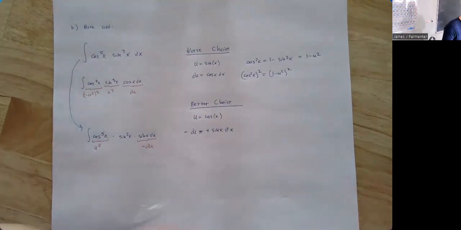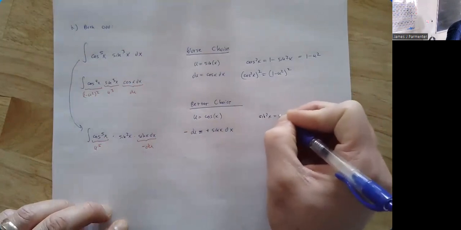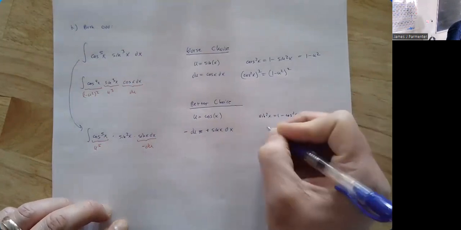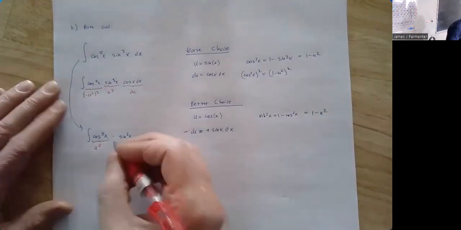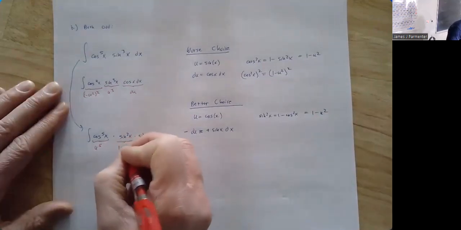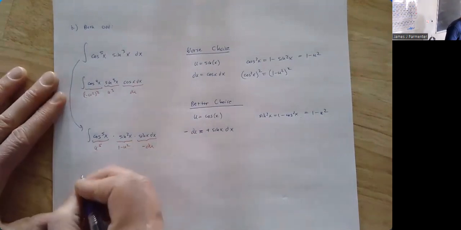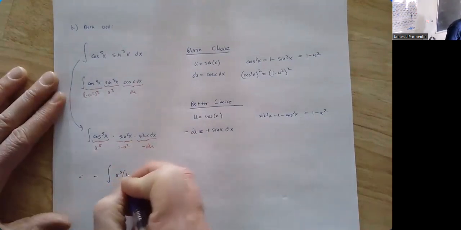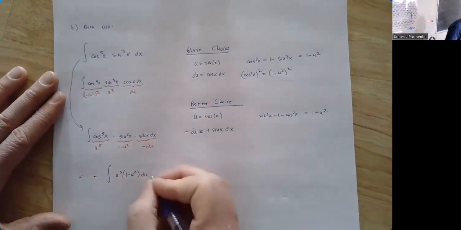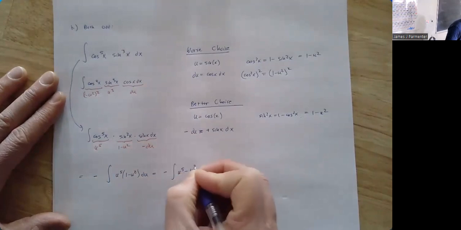Our sine squared x, well, we know that sine squared x equals 1 minus cosine squared x. So that's going to be 1 minus this u squared. So that's just going to be a 1 minus u squared. And that's better algebra. Or I shouldn't say better, just less terrible algebra. So simplifying this, we get negative integral u to the fifth times 1 minus u squared du. We multiply it out. We get u to the fifth minus u to the seventh.